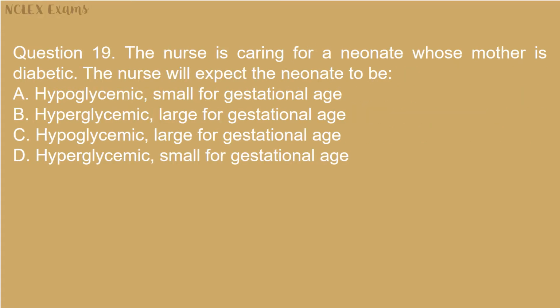Question 19. The nurse is caring for a neonate whose mother is diabetic. The nurse will expect the neonate to be A. Hypoglycemic, small for gestational age. B. Hyperglycemic, large for gestational age. C. Hypoglycemic, large for gestational age. D. Hyperglycemic, small for gestational age.